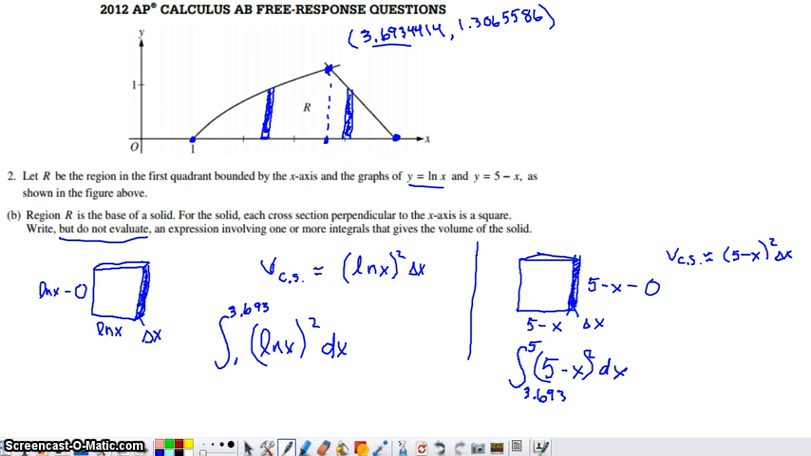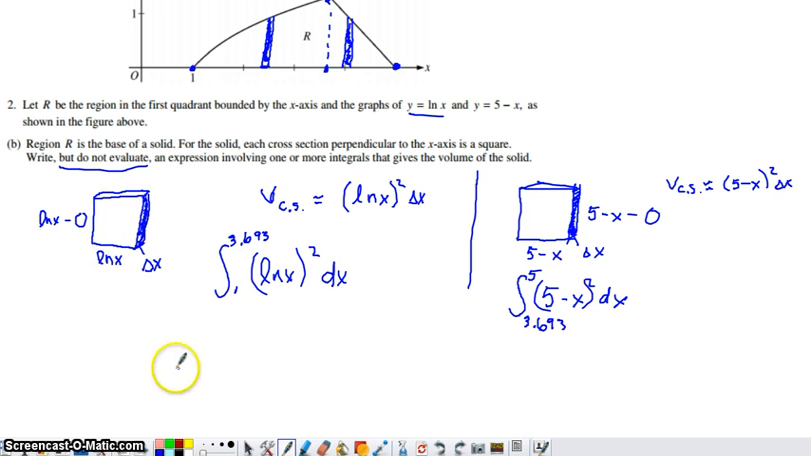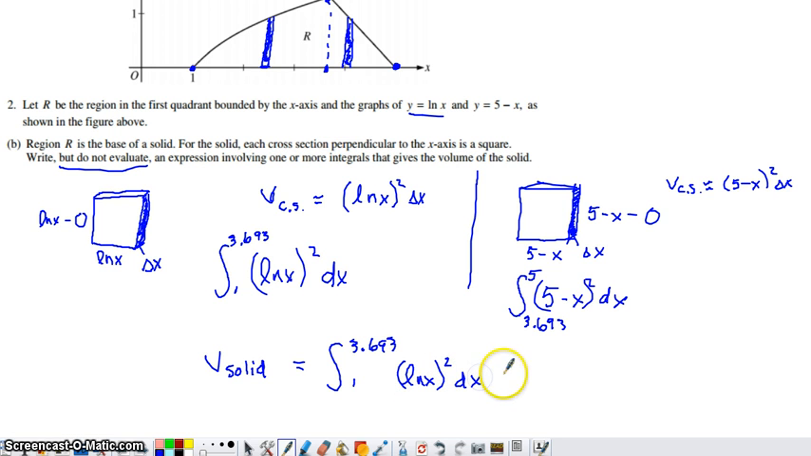So what's the volume of the solid that's described here? Well, the volume of the solid that's described is going to be the sum of these two integrals. So we're going to take the first integral from 1 to 3.693 of natural log of x squared with respect to x plus that next integral. And if you add together these two individual volume computations, you're going to have the volume of the solid that's described.